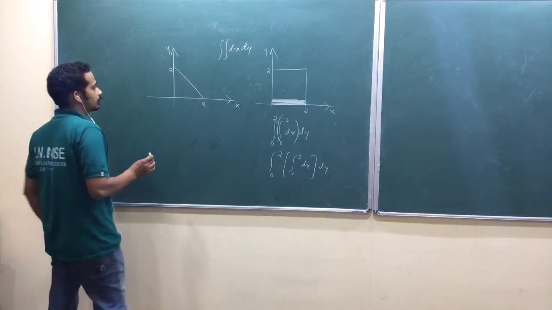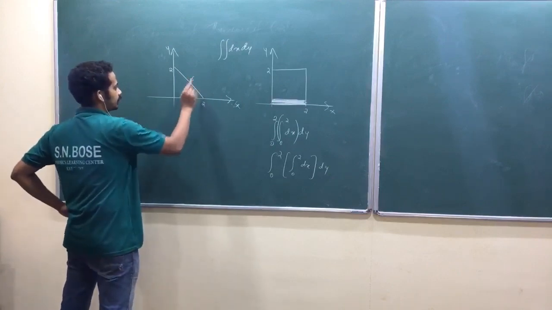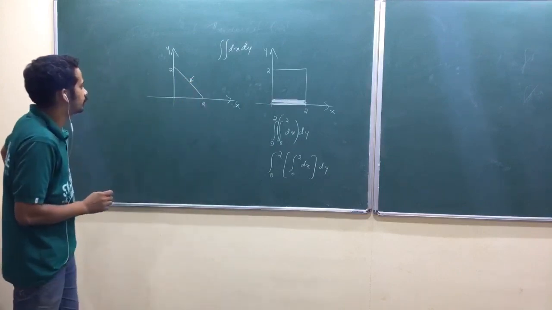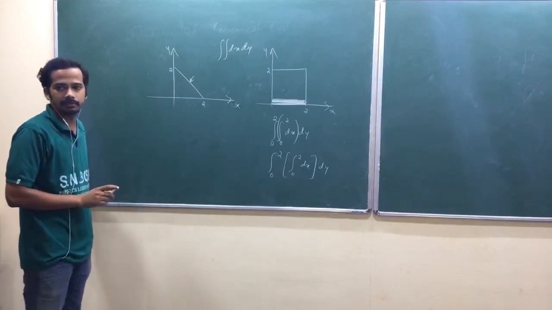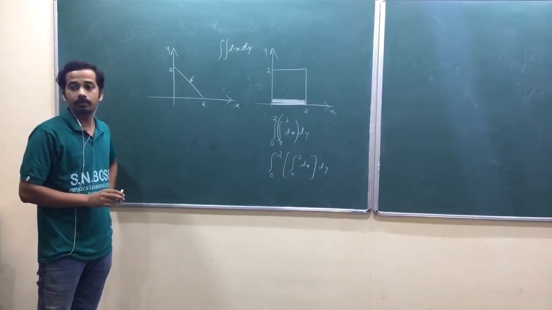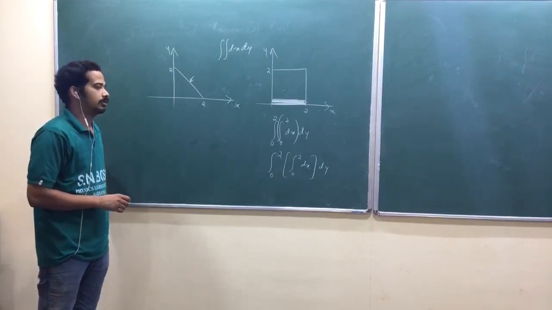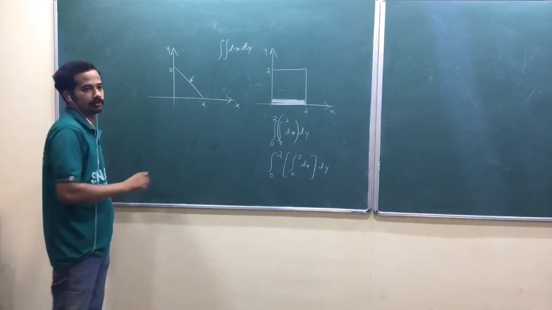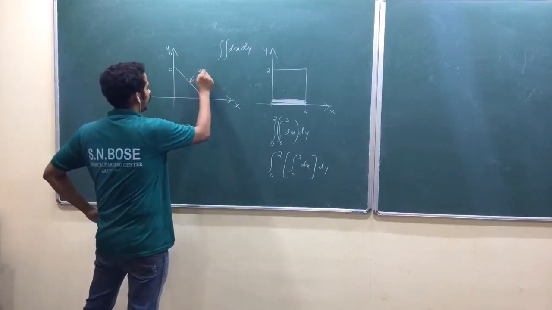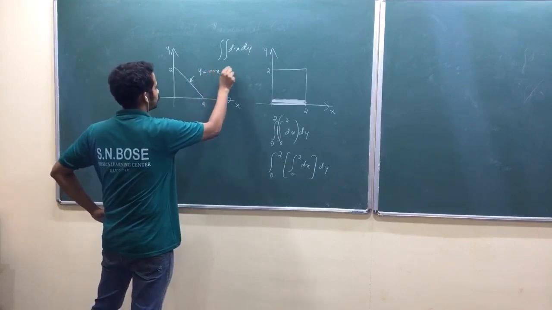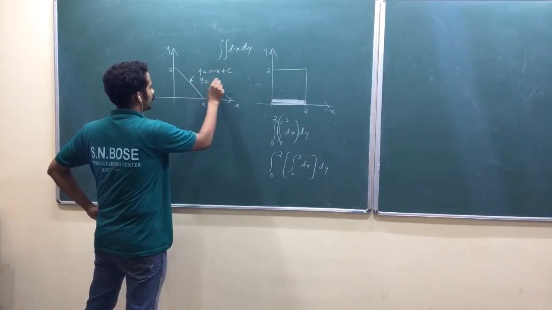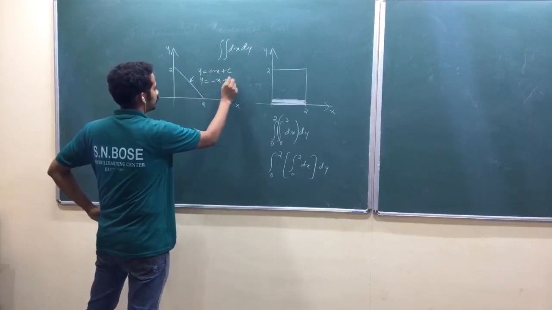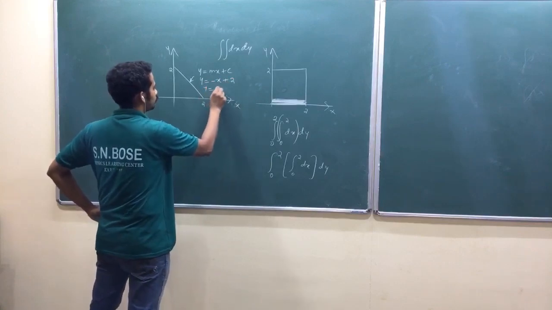So for that, look at here. We need the equation of this line. What is the equation of that line? Y-intercept is 2. Slope equal to minus 1. So y is equal to mx plus c. Y equal to slope, which is minus 1, minus x. What is the y-intercept? 2. Y is equal to 2 minus x.